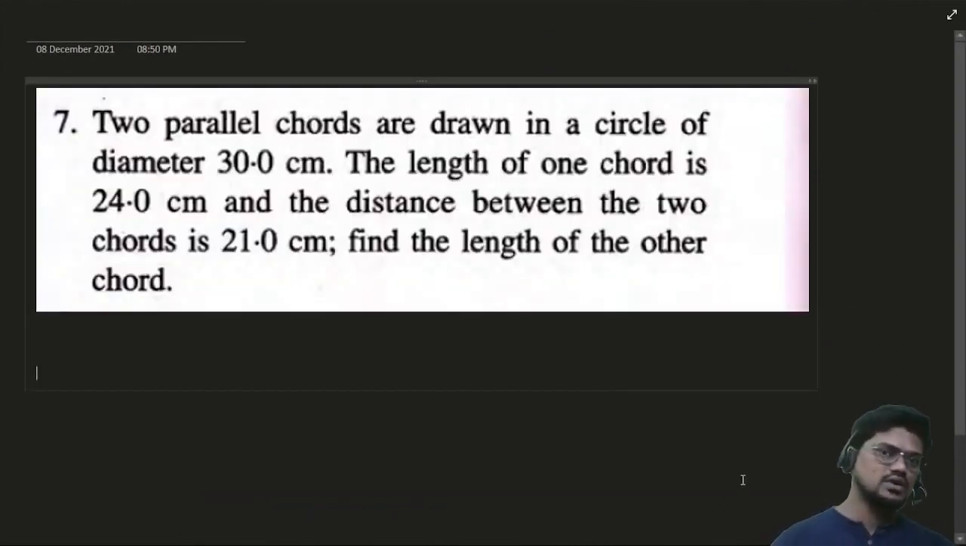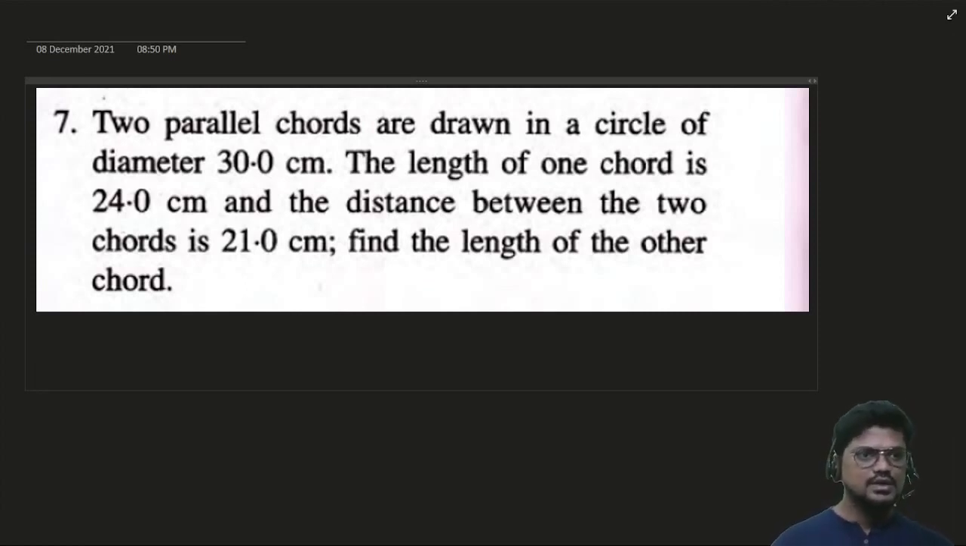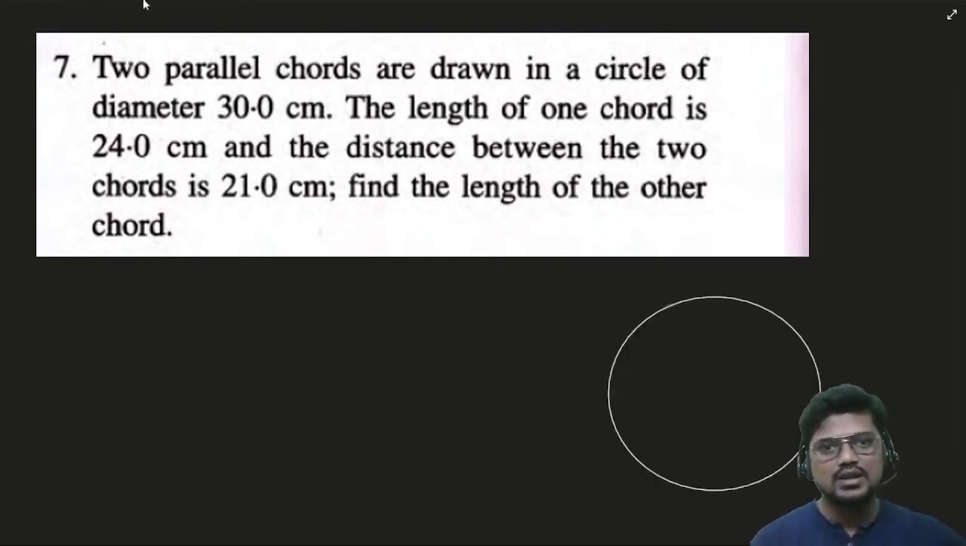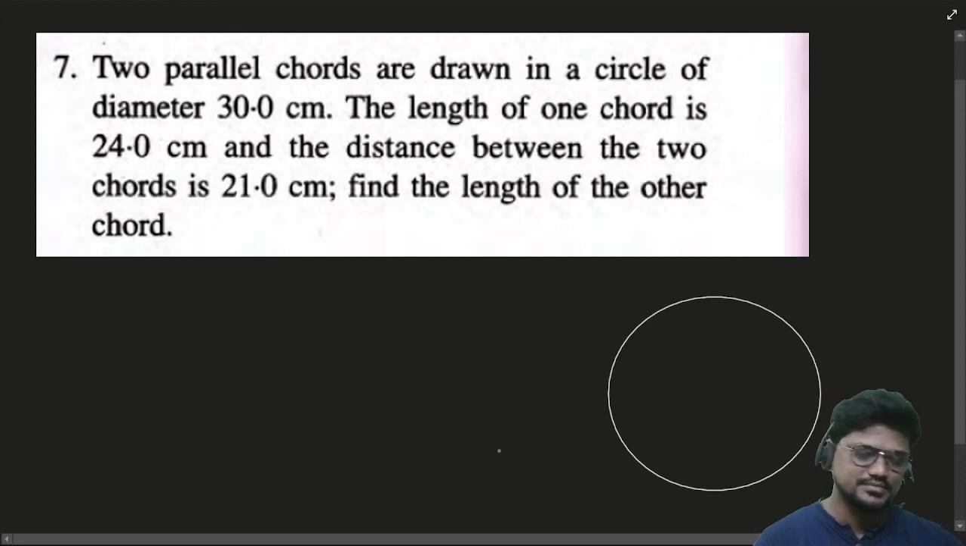Over here, two parallel chords are drawn in a circle of diameter this. The length of one chord is this and the distance between the two chords is this. Find the length of the other chord. Please try it on your own. See, this is a circle. Two parallel chords are drawn in a circle of diameter 30. The diameter of the circle is 30 and two parallel chords are drawn.